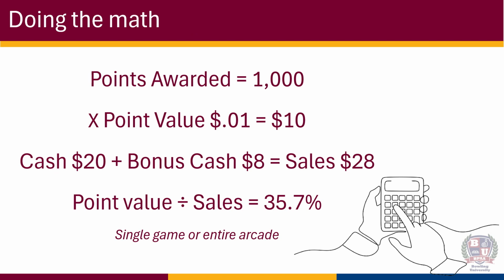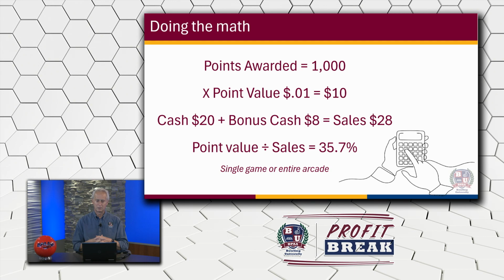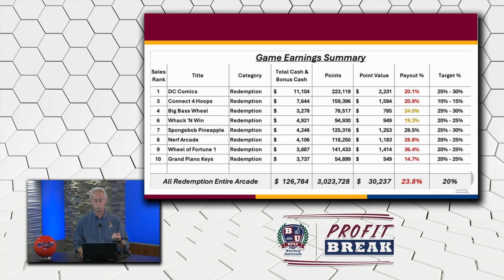Then I take the point value, $10, divided by the sales of $28, and I come up with 35.7%. That's all it is. That's how you figure it out. It's a very simple formula. Again, it works for one redemption piece or your entire redemption game room, and you have to calculate both of those. The card system, if you have one, will do it for you.